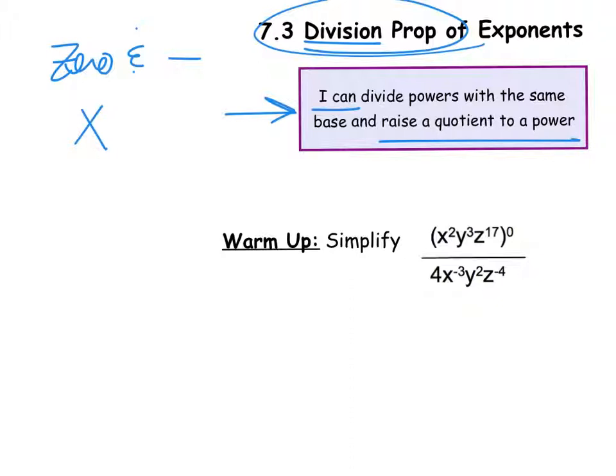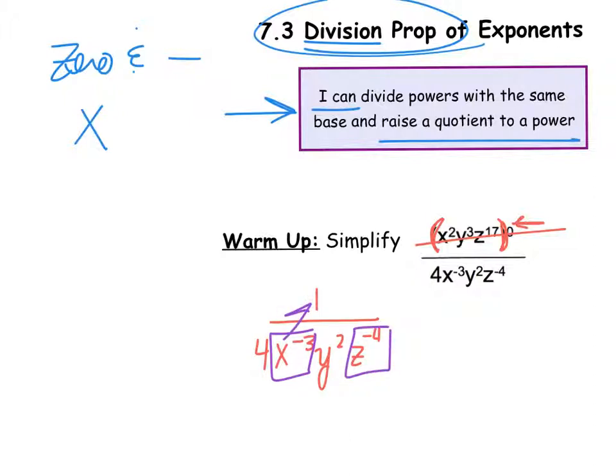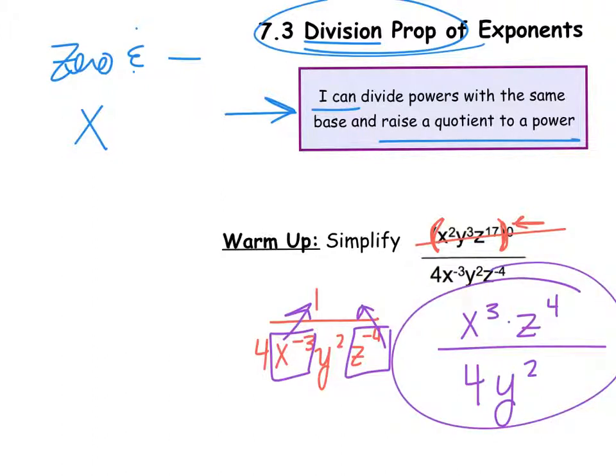And so in the warm-up today, we're just going to go ahead and simplify this using the rules that we know. Looking at this top, anything to the 0 power is just 1. Then we have it over that 4x to the minus 3, y squared, z to the negative 4. The next problem here are these negative exponents. We can't have negative exponents, so they actually have to go up in the top. And so we're going to have an x cubed times a z to the 4th all over 4y squared. There's nothing else left to simplify, and so that would be our final answer.